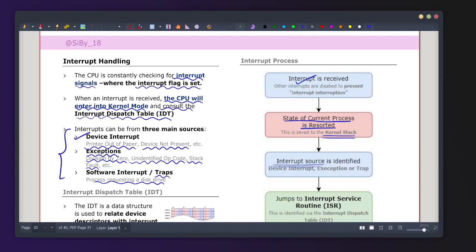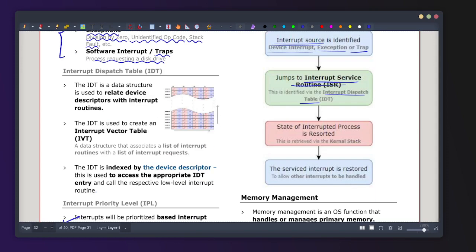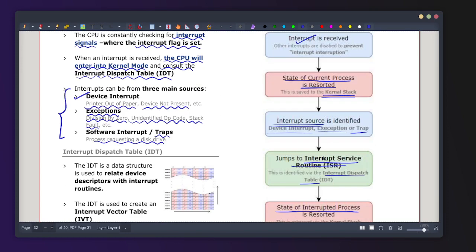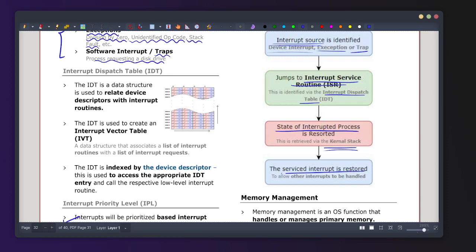Then the interrupt source is identified, whether it's a device interrupt, exception or trap, and where the interrupt was created from. Then it jumps to the interrupt service routine based on the interrupt dispatch table. Remember the device descriptors and routines. It finds where the device is, jumps to that routine, and services it. Once it is serviced, the process that was interrupted at the beginning is restored from the kernel stack, and other interrupts are re-enabled so that they can be handled.